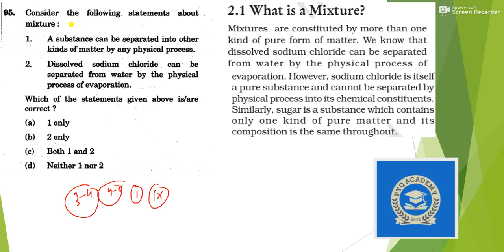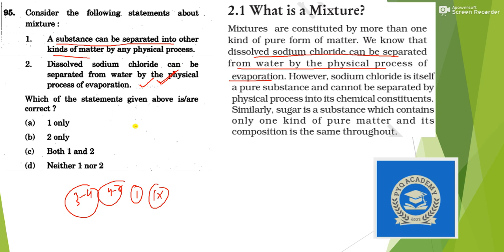Consider the following statements about mixture. A substance can be separated into other kinds of matter by any physical process. Dissolved sodium chloride can be separated from water by the physical process of evaporation. This we know, it is directly given that dissolved sodium chloride can be separated from water by the physical process of evaporation. This is totally true. What about the first statement? A substance can be separated into other kinds of matter.